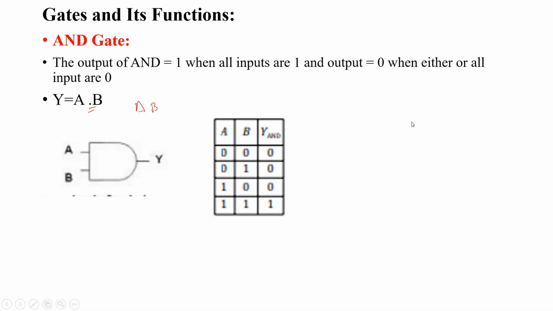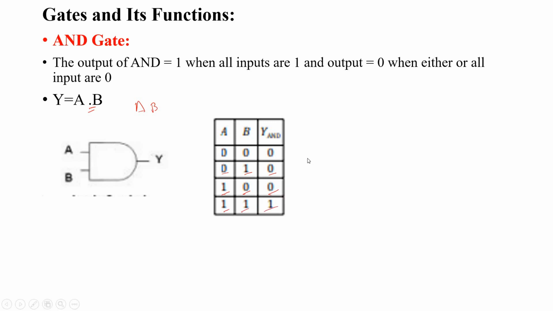So here is an example of this one. You can see that when A is 0 and B is 0, your output is also 0, right? When A is 0 and B is 1, 0 dot 1 gives output 0. When A is 1 and B is 0, the output is still 0. When both are 1, then and only then the output is 1.